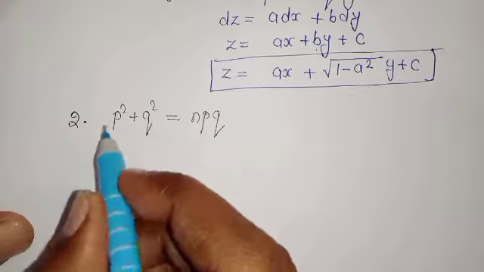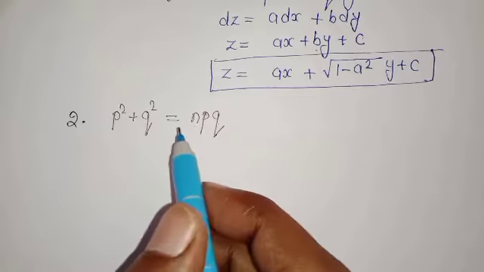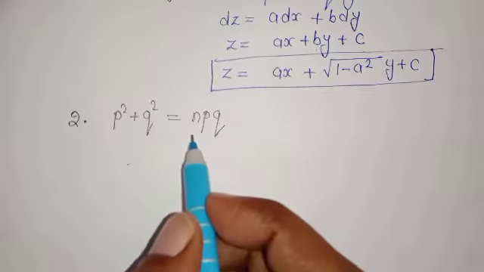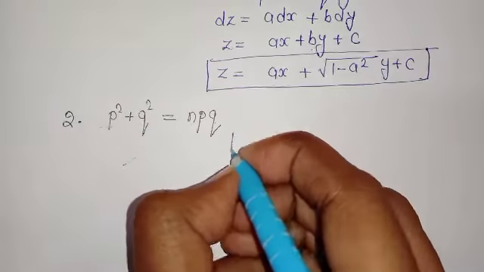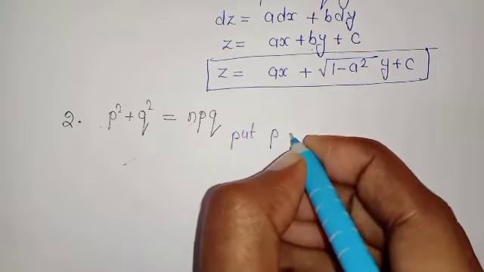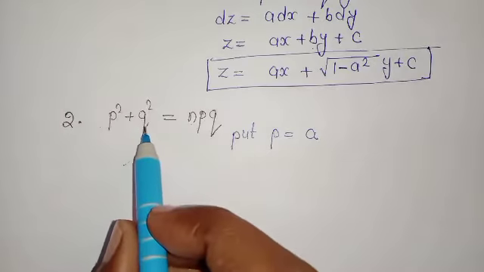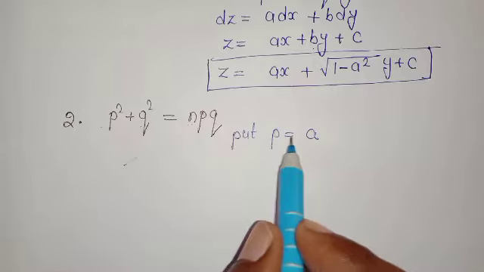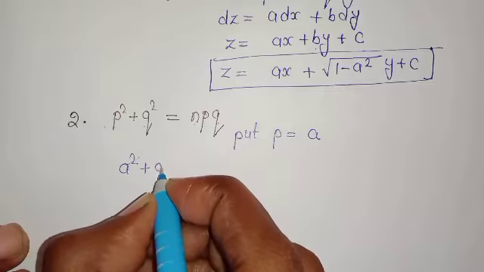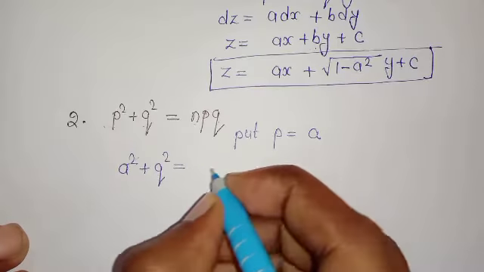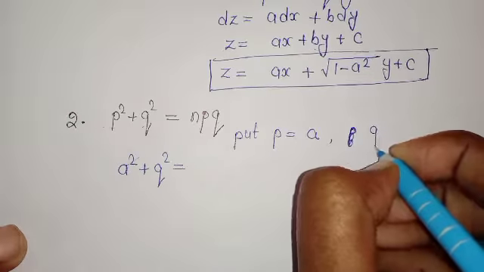This is our example number 2. Now you can see this is a function of p and q only again, because n is some constant, that is, some number. So this is a function of p and q only, so we can solve it by the first standard form. In order to apply the first standard form, we have to first put p equal to a and q equal to b, but we cannot put it directly because this is present in quadratic form. So put p equal to a and q equal to b.